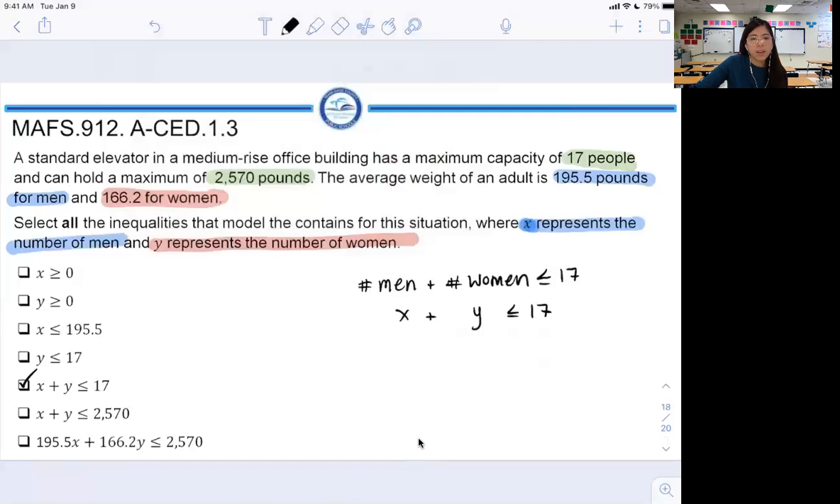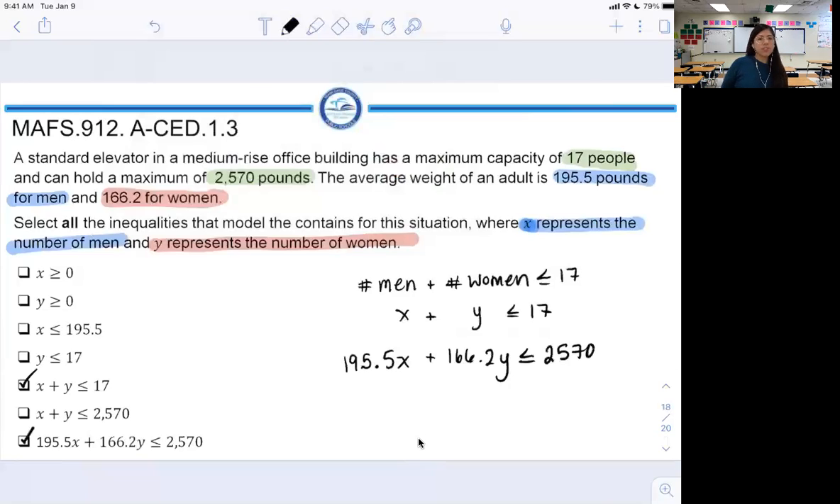All right, then I know that the total number of pounds has to be less than 2,570. Well, I know that men are 195.5, so 195.5 times the number of men plus 166.2 times the number of women has to be less than or equal to 2,570. Okay, so there we go. That's for the weight, and that's answer choice G.